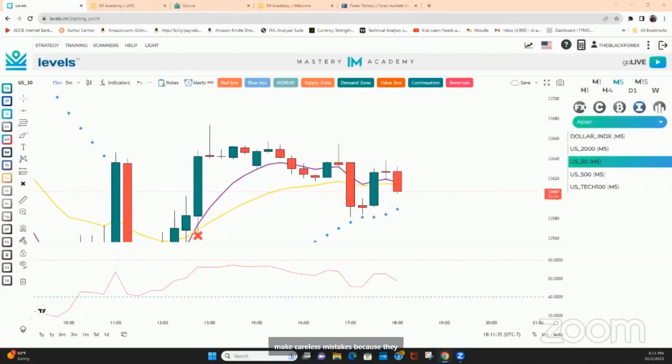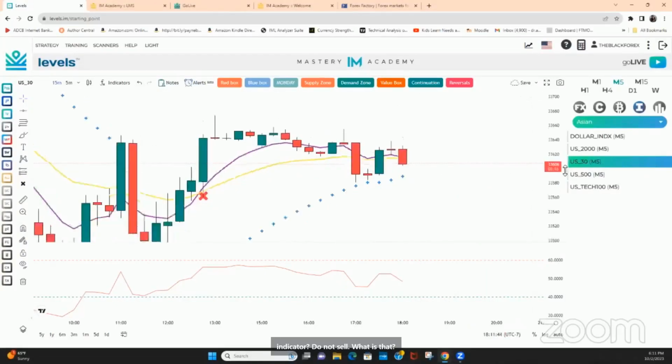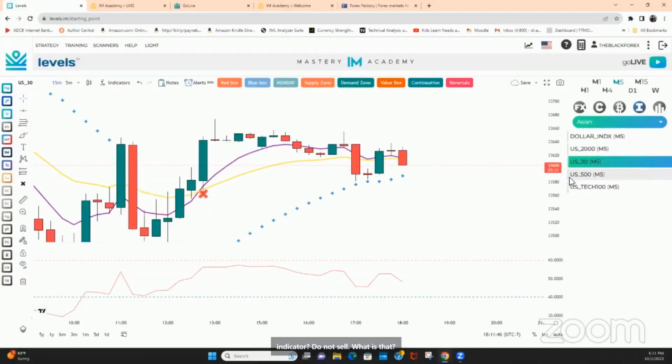They get greedy and make careless mistakes because they see a red candle and we know red means sell. So, oh, the market's selling. But somebody tell me, what is my clear indicator? Do not sell. What is that? The plus is on the bottom. The plus on the bottom means don't do it.